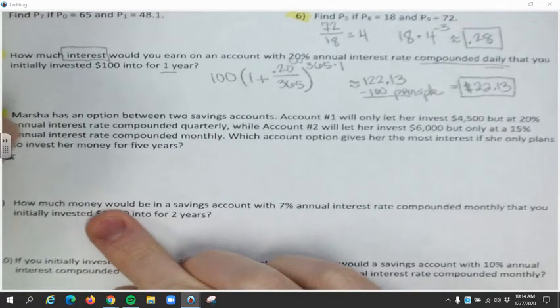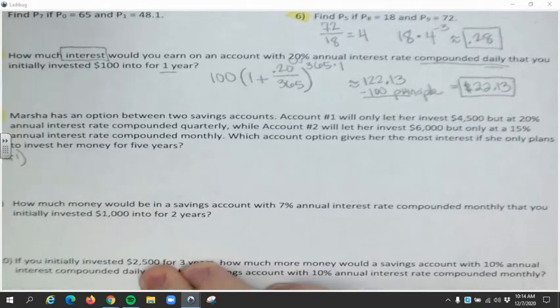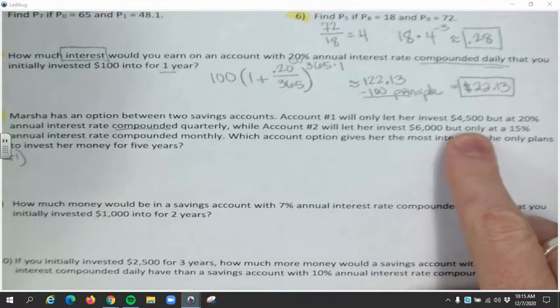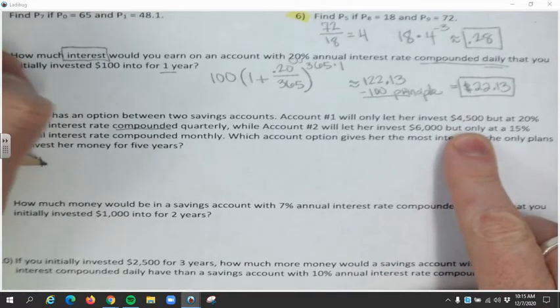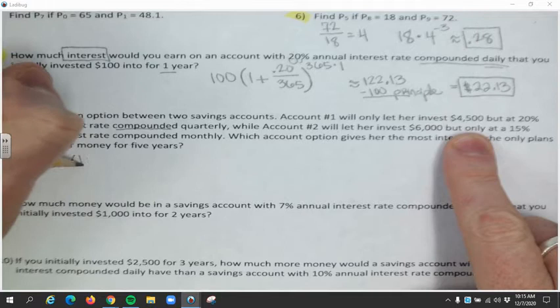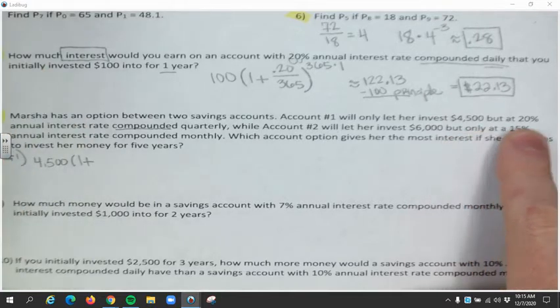So here is account number 1. Here are her options for number 1. So the key here, again, is compound. If the word compound is in there, then use your compound interest formula. So the initial amount that she invests is right here, $4,500. Times 1 plus the rate. And then my percentage is 20%, so that's 0.20.